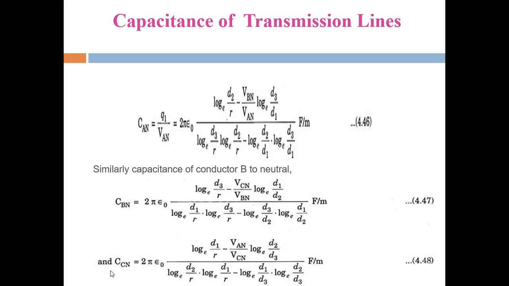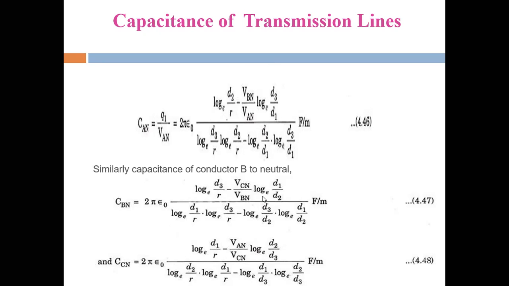Then we calculate CCN also. Therefore CCN is equal to Q3 by VCN. Otherwise, we can write down similarly CBN is equal to 2 pi epsilon naught log e, instead of D2 we represent D3 by R minus VBN, meaning VCN, VAN meaning VBN.